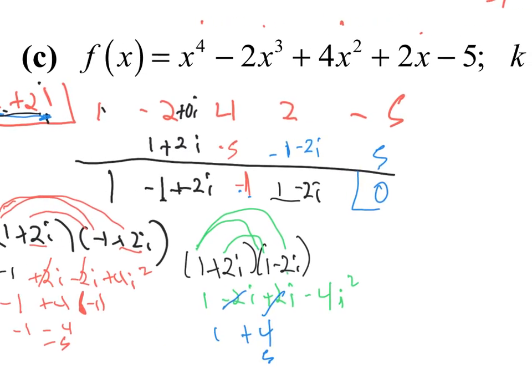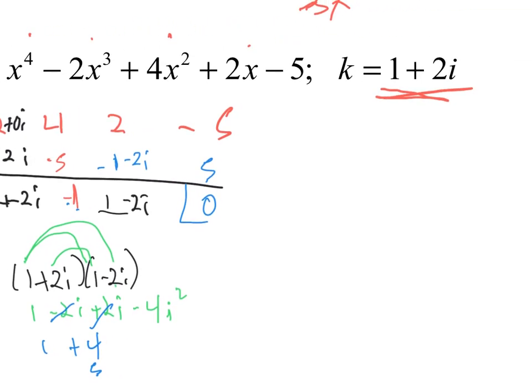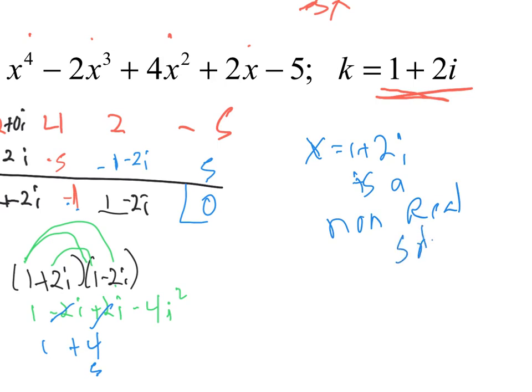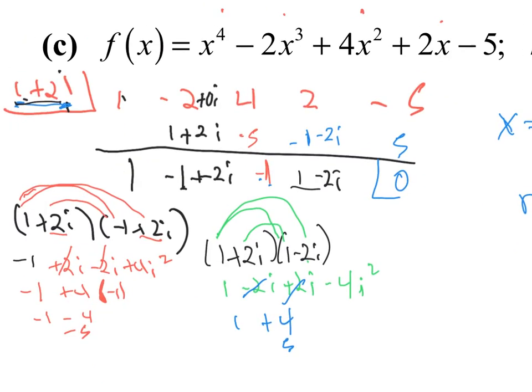So what can I say? I can say that since k is 1 plus 2i, then the value x equals 1 plus 2i is a non-real solution. It's a solution, but it's not real. Therefore, it doesn't cross the x-axis here. That doesn't exist on the x-axis. That's in the complex plane, if you recall. Wow, what a monster problem.